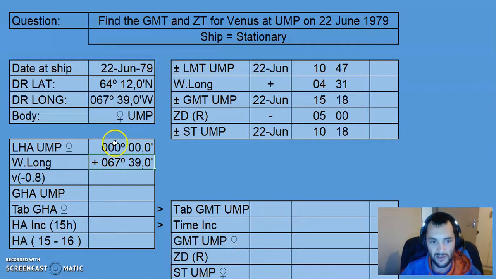Okay, so we're going to start at 0, we're going to add the west longitude, and now this item over here will basically be new to the Venus calculation. So it's unique, specific to this calculation. You'll only see this when we're dealing with Venus, and that is of course the V correction.